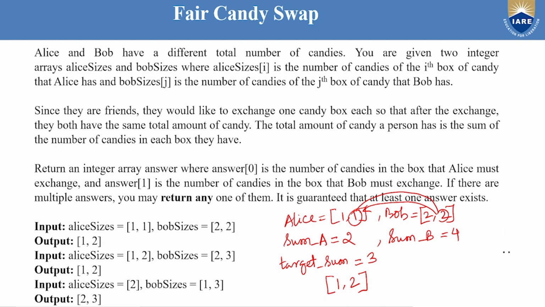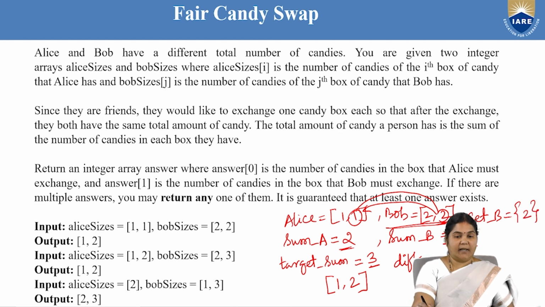So, in this example, we will find out their individual sums and also we will find out the target sum. After that, we will convert one of these to be a set. Suppose I am taking Bob to be a set. Then if I convert Bob to a set, since Bob has repeated elements, it will contain only unique elements. Then, after that, I will find out the difference from the target sum. So let us see how to write down this code.